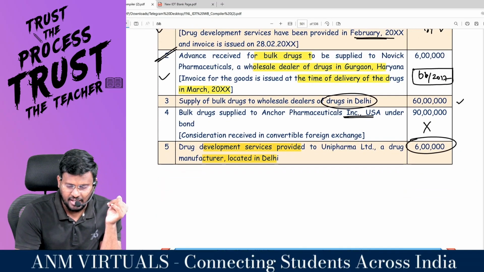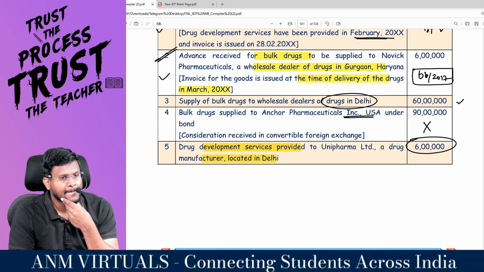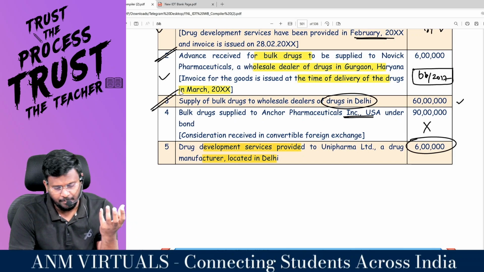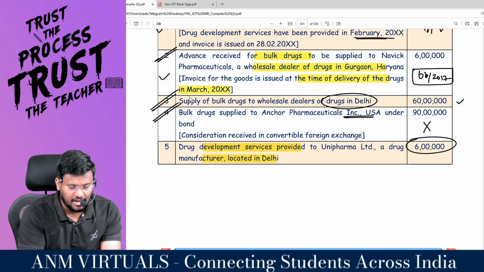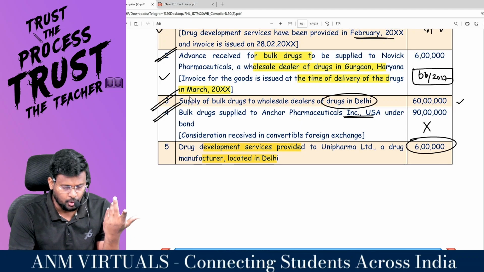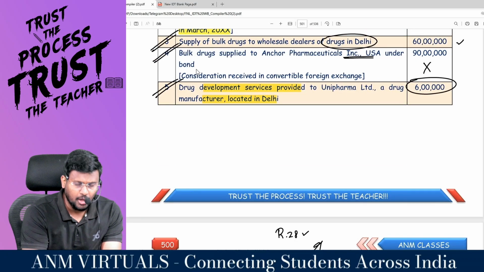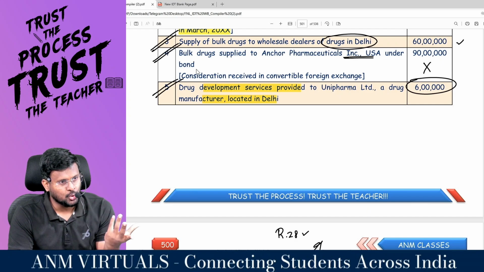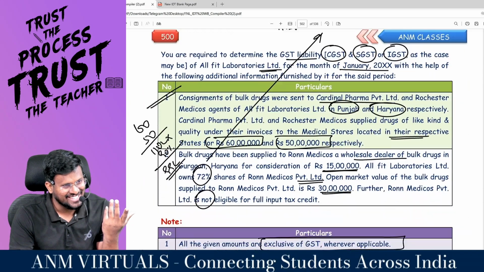Normal supply of bulk drugs to wholesale dealers of drugs in Delhi. It's a normal intra-state supply. CGST and SGST has to be collected. You have exported under bond or LUT, you are not liable to collect IGST. You provided normal intra-state supply of services. You are supposed to collect CGST and SGST.